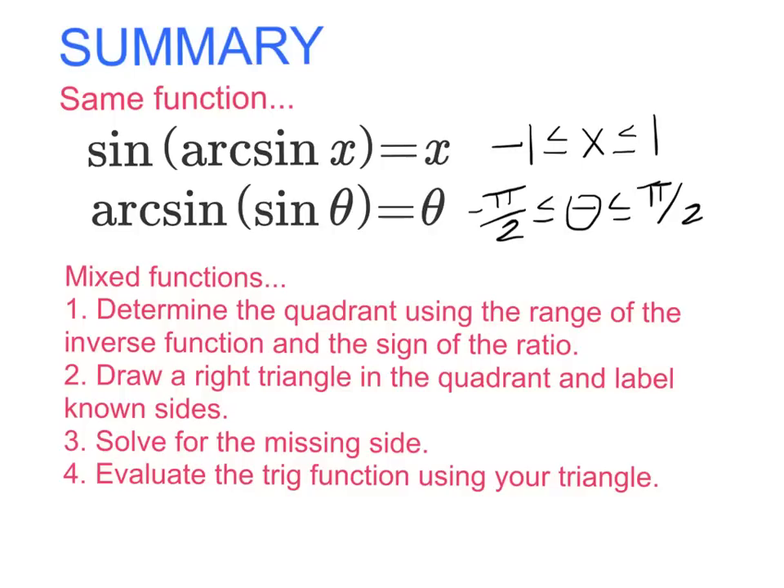Now, if you're looking at mixed functions, so that would be maybe the sine of arctan, you've got these 4 steps here. First, you're determining the quadrant in which your angle must lie. You're using 2 pieces of information. That's the range of your inverse function, as well as the sign of the ratio that you're given. You're going to draw your right triangle in that quadrant and label the sides. You're going to solve for the missing side and then evaluate that trig function using your triangle.